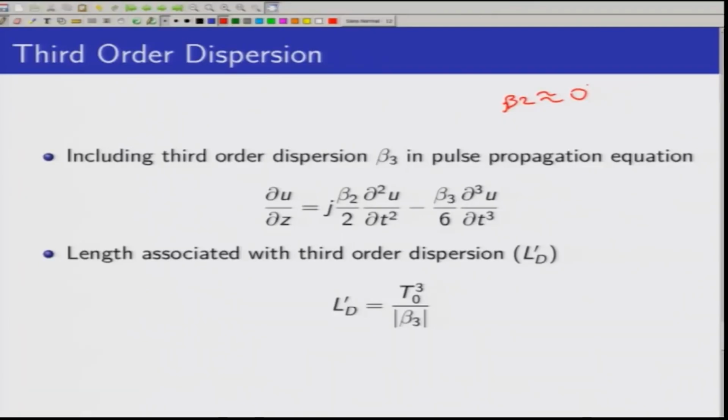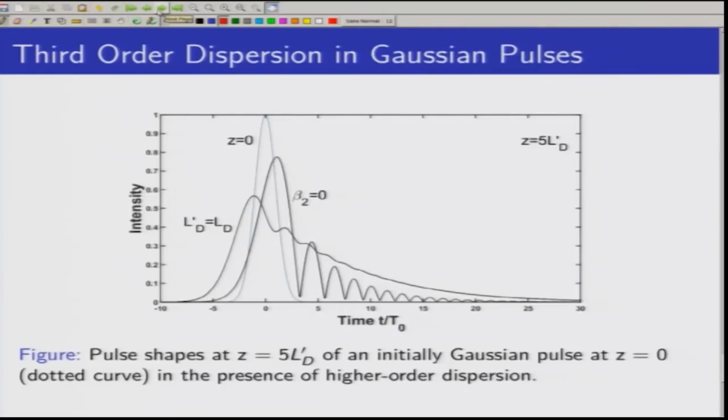However, if in any of the above cases we do have to consider beta 3, then the pulse propagation equation that we studied previously becomes this, where we have another term, which is beta 3 by 6, times partial cube u by partial t cube. And again, for convenience we will define the third order dispersion length, which is given by the pulse width cubed, T naught cubed, divided by beta 3, the third order dispersion parameter. The third order dispersion in Gaussian pulses.